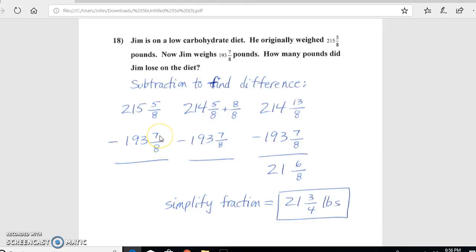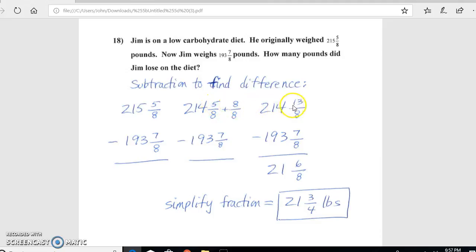Now, we cannot subtract 7 from 5, so we're going to have to increase this fractional part right here. We do that by borrowing from the 215 and make it 214. And then the one that I borrowed, I'm going to add it on. I'm going to change it first to a fraction. 8/8 is equal to 1. And I change it to a fraction with 8 in the denominator because I have an 8 in this denominator here. And that means that now I can add the numerators of these two fractions.